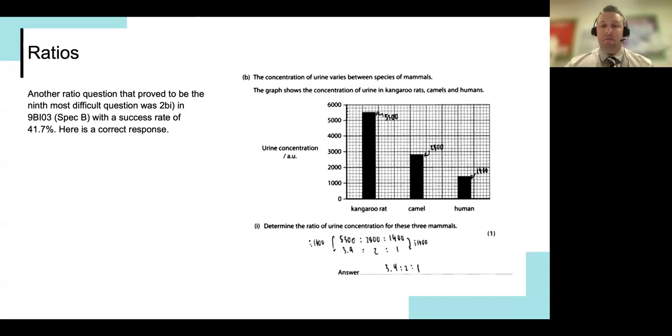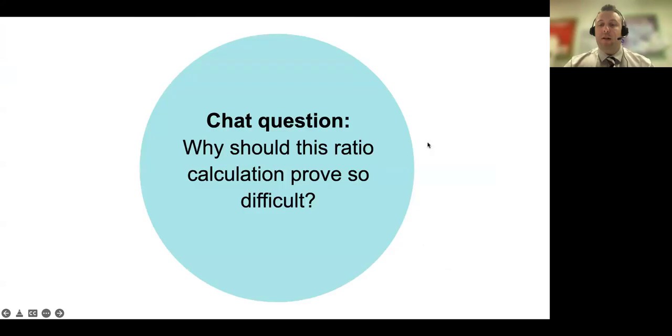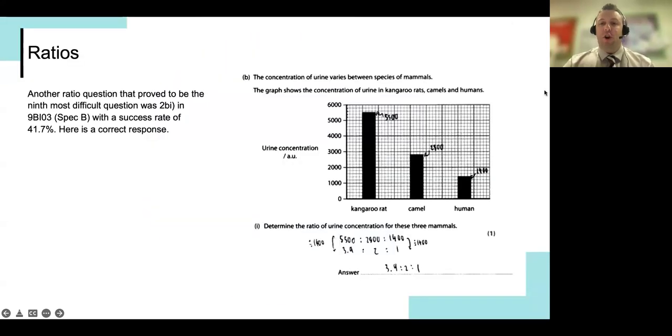For the camel, just seeing there because my screen's up, I think it was 2,800. And then for the human, sorry, my chat box is blocking this. I'll go back. For the human, it was, is that 1,400, I think. Yeah, 1,400. So with that in mind, as you can see, the student here has done that correctly. They've done 5,500 to 2,800 to 1,400 as their ratio.